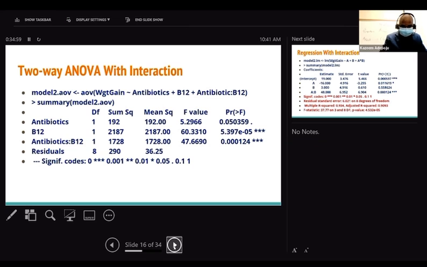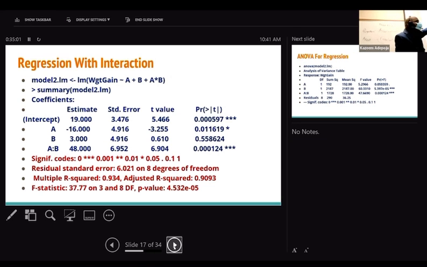Let's go there. What are we doing now? We are back at multiple linear regression with interaction, right? We've done two-way ANOVA with interaction. What do you see? You can see LM, right? LM. Okay. What happened at the end of the day?